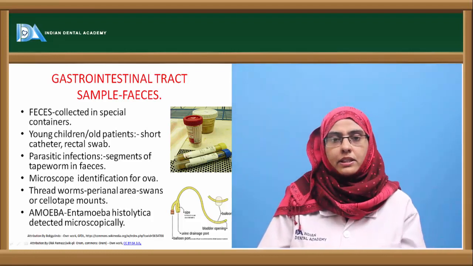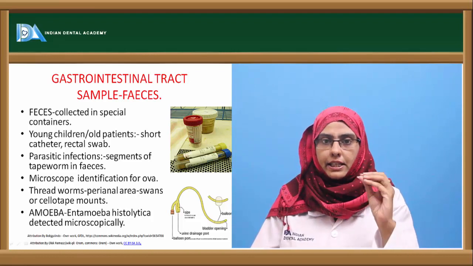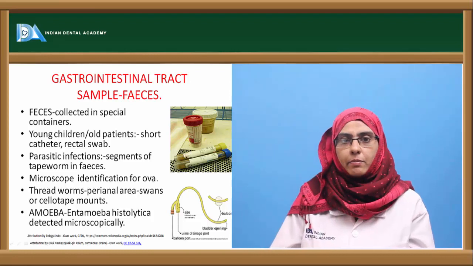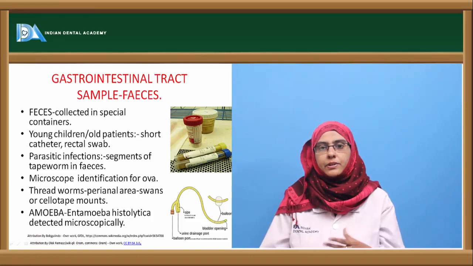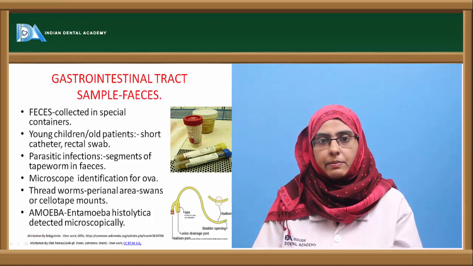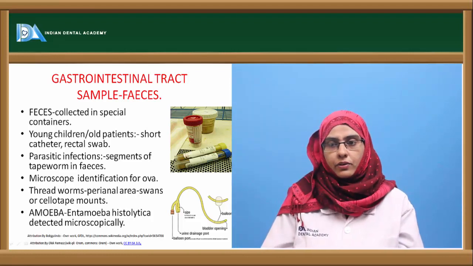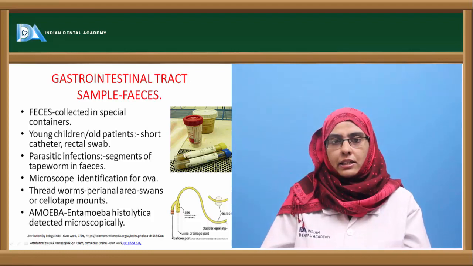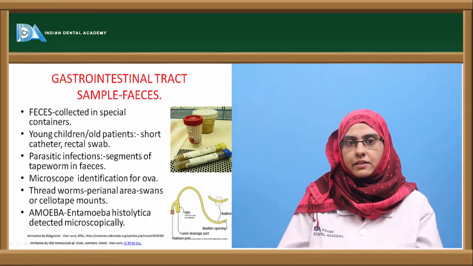And then threadworms usually lay their eggs on the perianal area. So this can be collected with the help of a rectal swab or a sellotape mount, which can be put under the microscope and observed. And finally, if the person is suffering from or suspected to be suffering from amoebic dysentery, you can go for the identification of free motile organisms under the microscope. So this is the way we collect the sample in the gastrointestinal tract, that is, the sample is the feces.